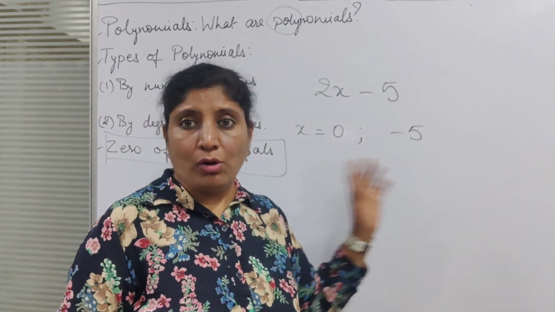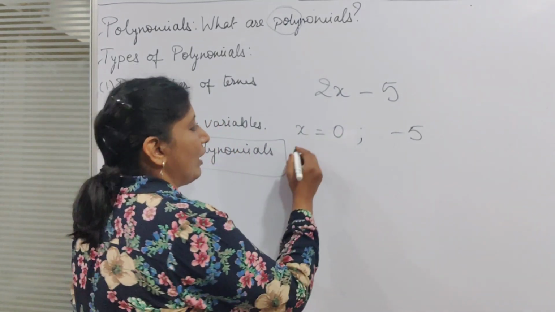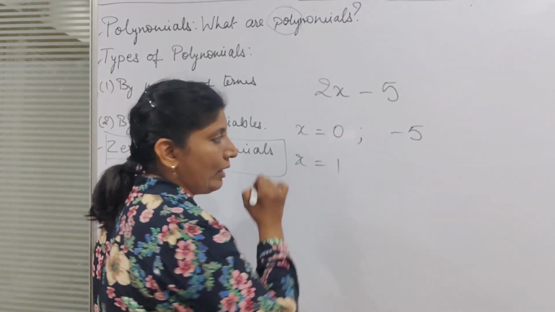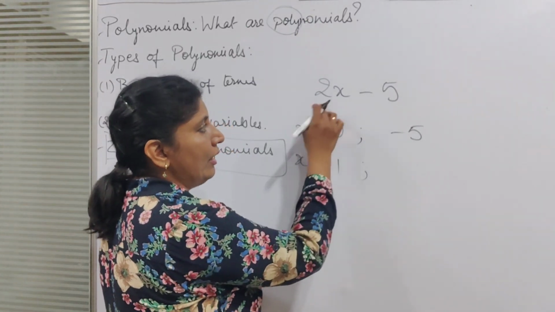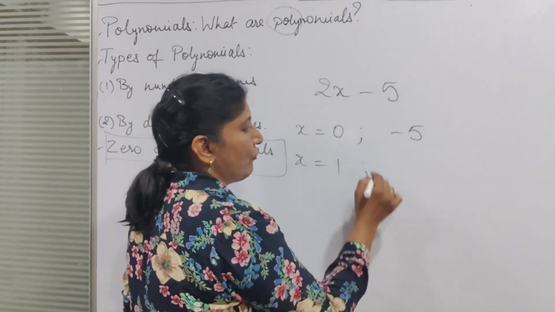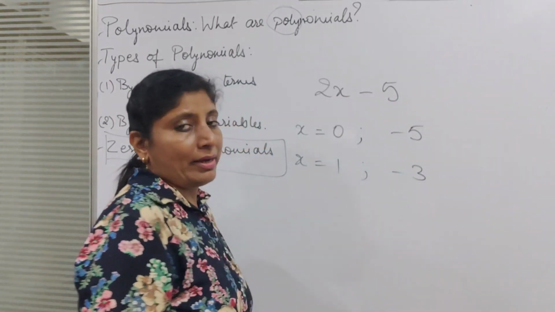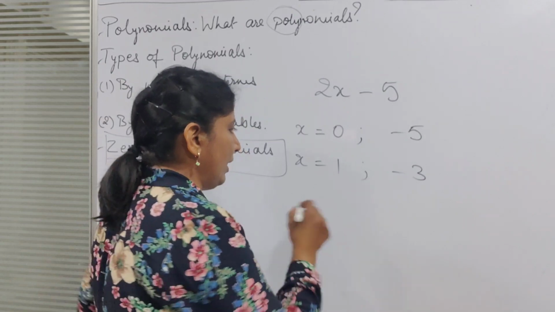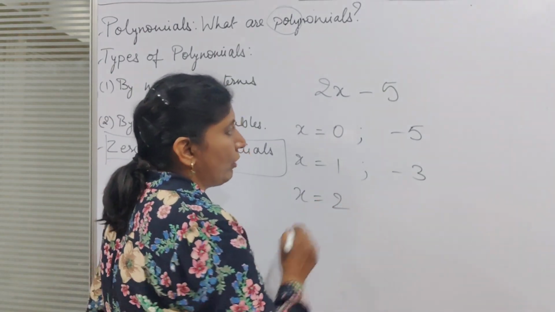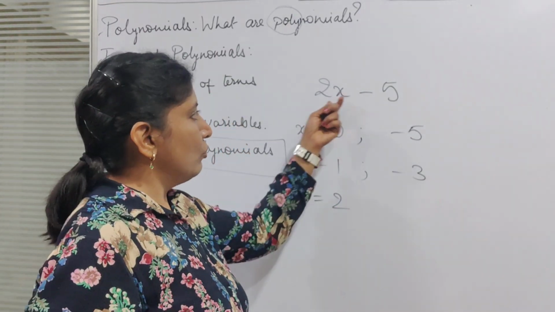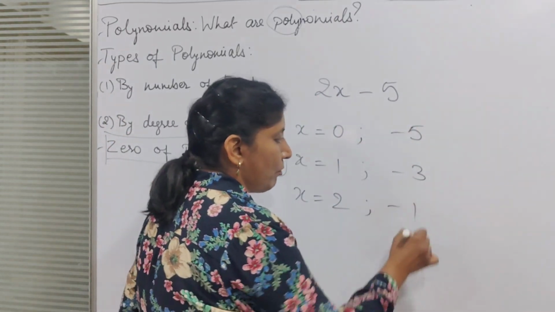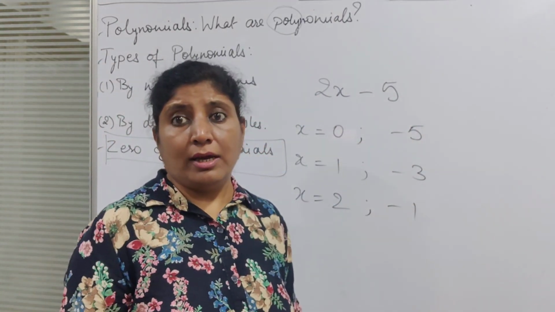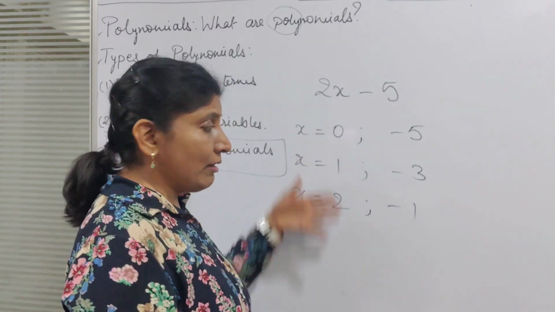So this didn't work. Let's take 1 and see, x equals 1. Then what will happen? If this is 1 then 2 minus 5, the answer is -3. This also didn't work. Let's take x equals 2. See, 2 2s are 4, 4 minus 5, the answer is -1. This also didn't work. What to do? We are not getting the answer.